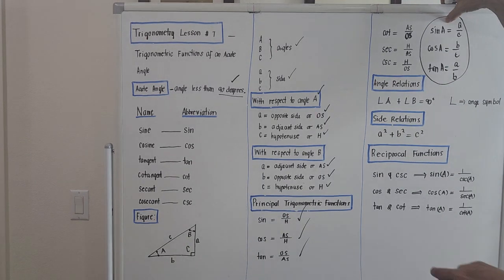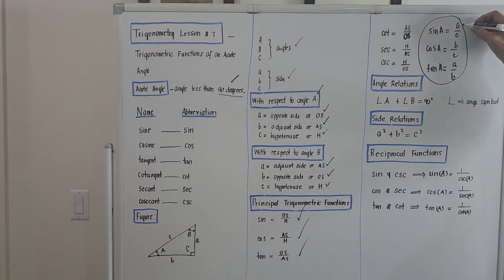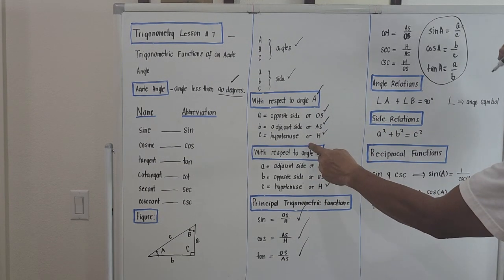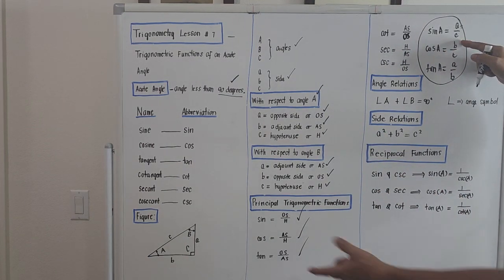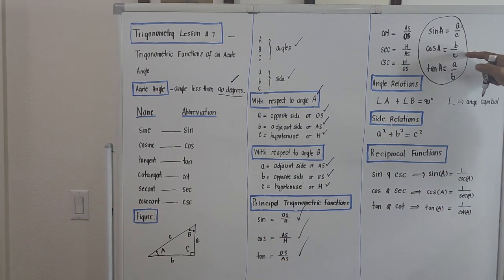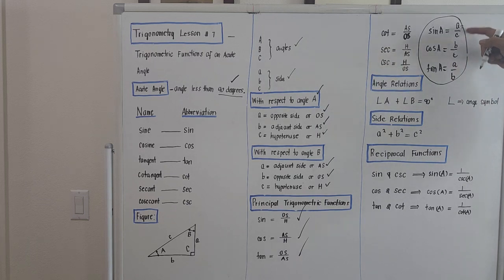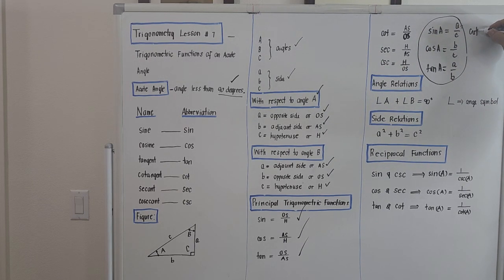Sine of angle A is its opposite side over hypotenuse. A is actually the opposite side, over hypotenuse, C. And cosine of angle A is actually adjacent, B, over C. And tangent is A over B. For the next three here, just take the reciprocal of these and you could actually derive cotangent of A, secant of A, and cosecant of A.